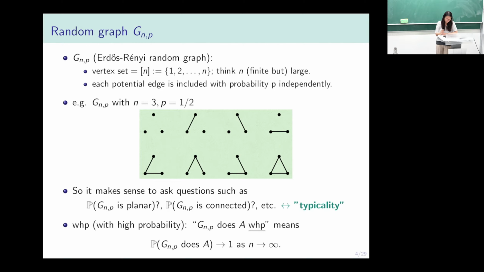Okay, and so for that, we use WHP, with high probability. When we say G(n,p) does something A with high probability, this means the probability that G(n,p) does A tends to 1 as n tends to infinity. And in this setup, usually p is a function of n. So if n tends to infinity, then p also tends to 0. That's our usual setup. Okay, do we have any questions so far?